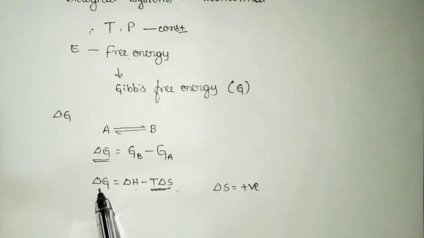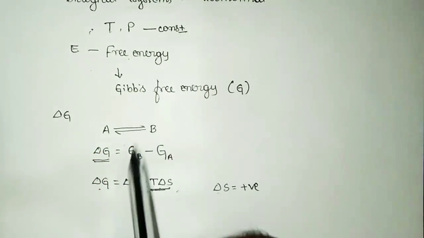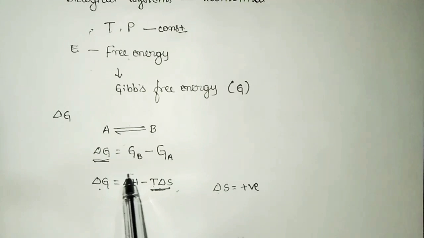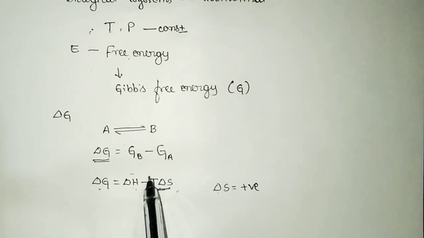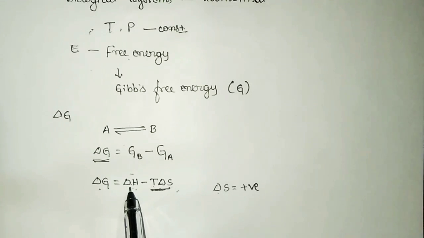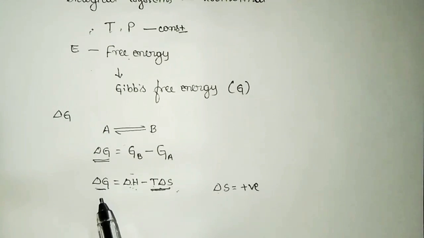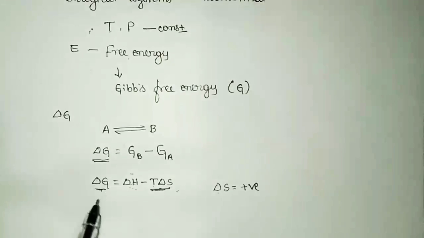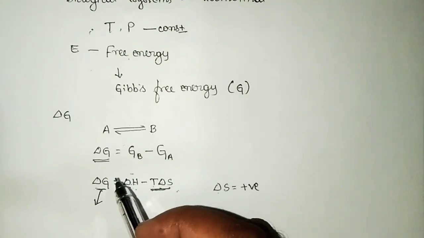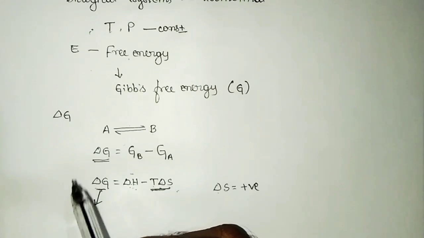That means delta G is the change in free energy, which gives the amount of energy available to do useful work. So the total amount of energy we are providing is delta H, and the part of energy which is not available to do the work is T delta S. When you take the difference between the total energy given and the part of energy which is not available, we get the part of energy which is available to do useful work, that is the value of delta G.